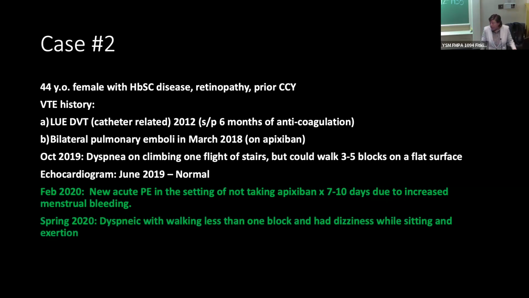In spring of 2020, we were having a pandemic going on, but here she comes back to my clinic, and it may have been a virtual visit. She was short of breath on walking less than 1 block and had dizziness, both with sitting, which I wasn't totally sure what to make of, but also on exertion. And now I'm very concerned she's developed PH in the setting of multiple VTEs, sickle cell disease, and the like.